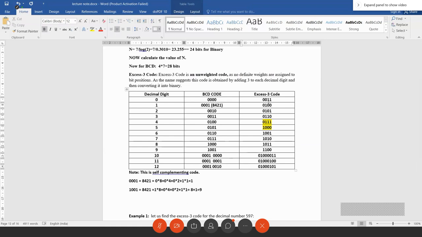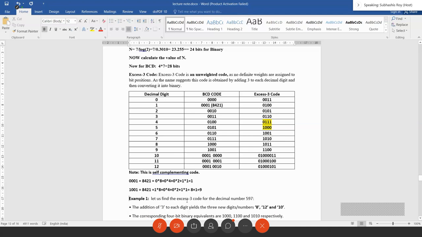Means the weight is already, we know that there is a weight for each and every position, right? 2 to the power 0, how these weights are coming. So if you think in binary, 2 to the power 0, 2 to the power 1, 2 to the power 2, 2 to the power 3. So in this way you can get n number of weights. Okay, no problem. But in case of BCD you need to take only 4 weights, 8421. And for XS3 code, you cannot give any weight format here, because it is not following any weight format. So that's why it is known as unweighted format.